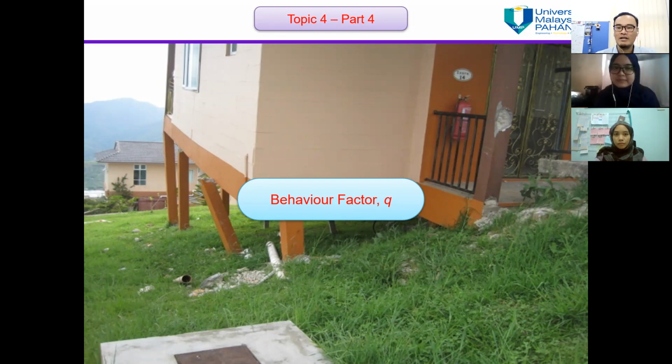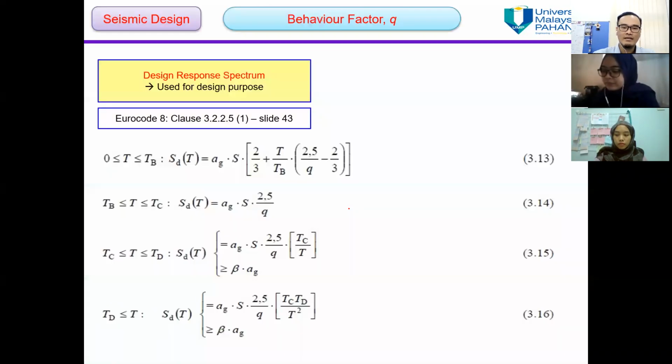Today we are still in topic number 4, which is the seismic design for reinforced concrete building. In part 4, we will discuss the behavior factor. Okay, before we start with the behavior factor, let me recall your memory about our lessons in topic 2, which is the design response spectrum.